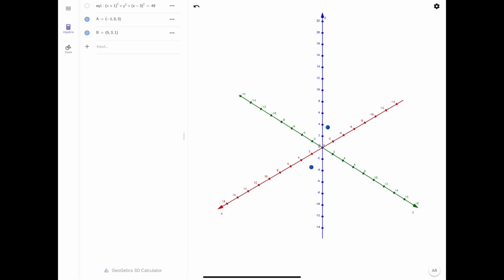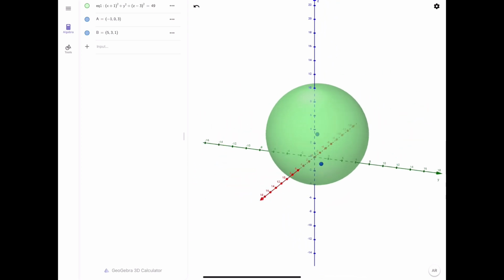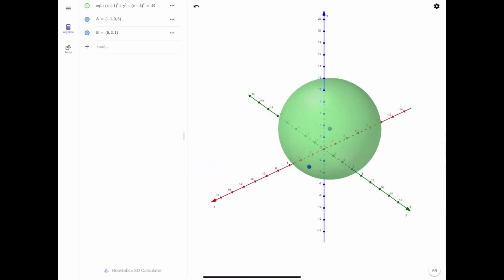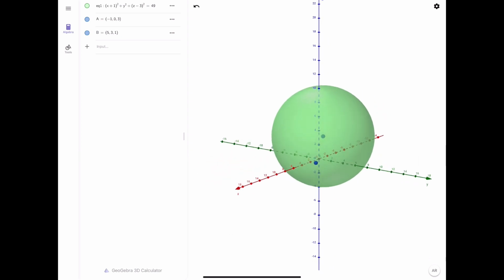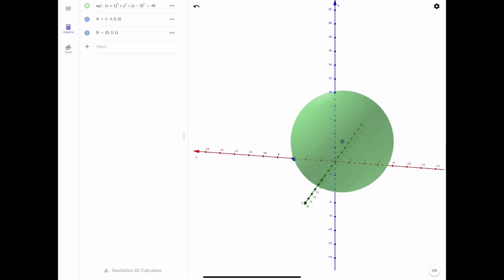This sphere that we found with the equation x plus 1 squared plus y squared plus z minus 3 squared equals 49, this will have the center at point A and pass through point B. There it is. Isn't that cool? We just found that equation by first finding the distance between the 2 points, and we knew that that would be the radius of our sphere, and then using the formula for a sphere in 3 dimensions, we were able to find exactly what this sphere is.